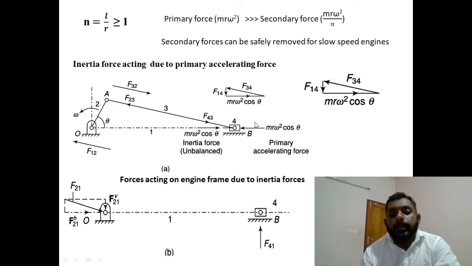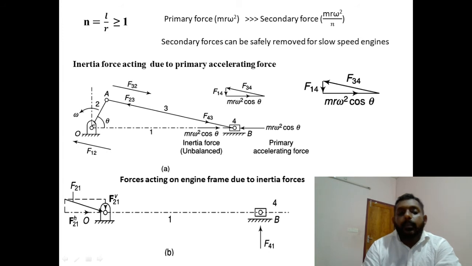Actually, the primary accelerating force is acting on the slider, so we are considering the forces acting on the slider only here. The other forces are the forces on the frame, that is nothing but the inertial force acting on this fixed member 1, as well as the inertial force acting on the hinge here. If you consider the hinge here, the force is exerted by this crank.